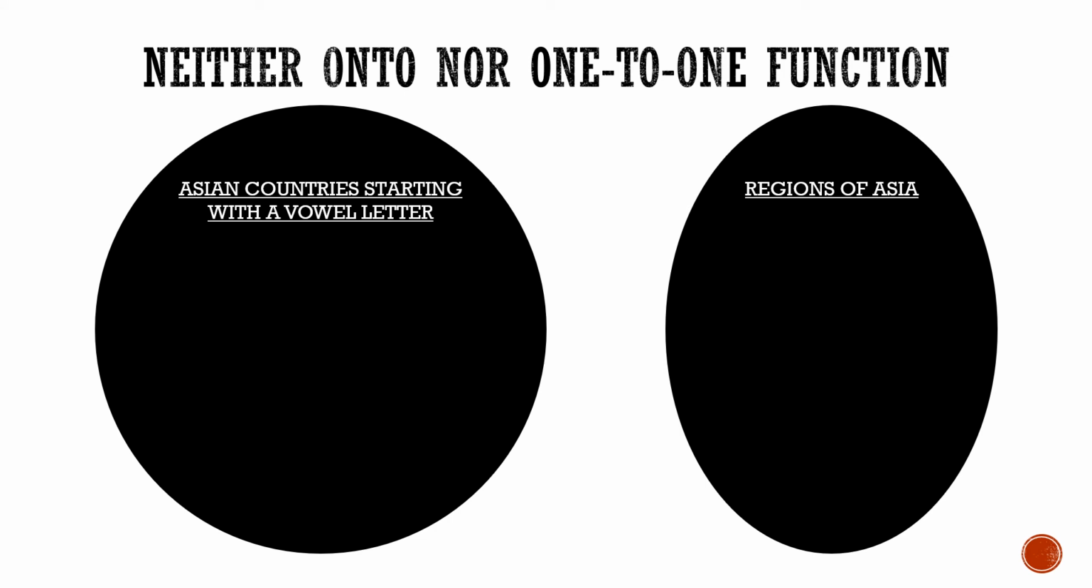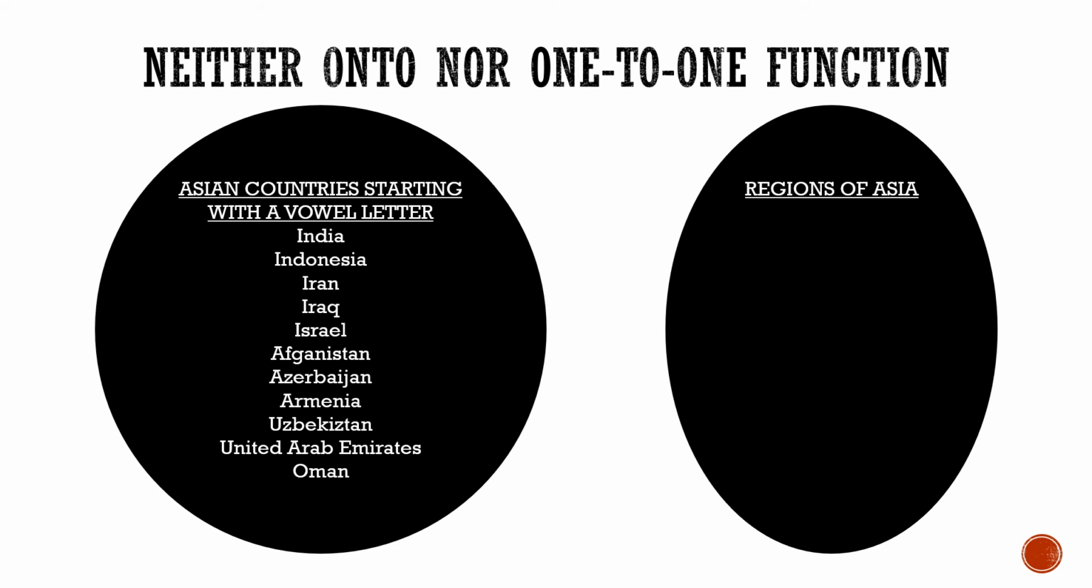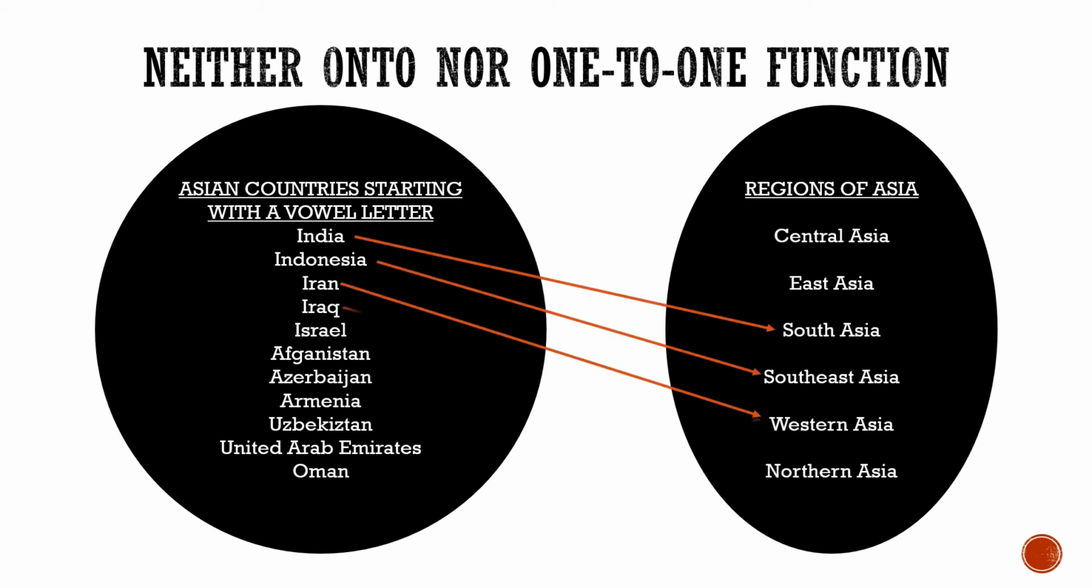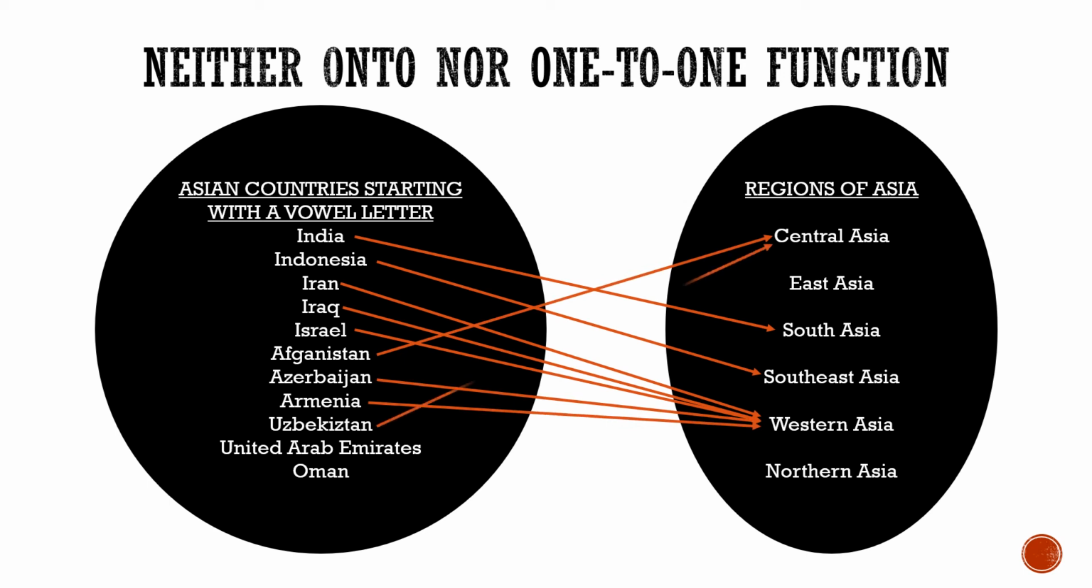Neither onto function nor one-to-one function. Our example here illustrates Asian countries starting with a vowel letter for our domain, and the regions of Asia for the codomain. This is not a one-to-one function because Afghanistan and Uzbekistan are from Central Asia, as Iran, Iraq, Israel, Azerbaijan, Armenia, UAE, and Oman are from Western Asia. This is not an onto function as well because East and Northern Asia do not have a corresponding element in x, or where images in y were not all used.